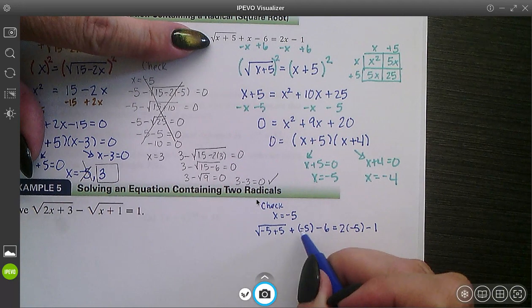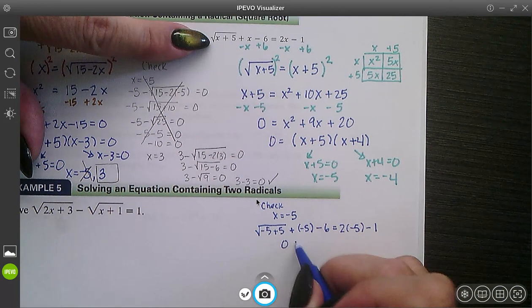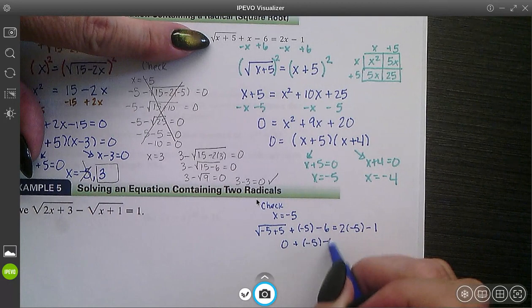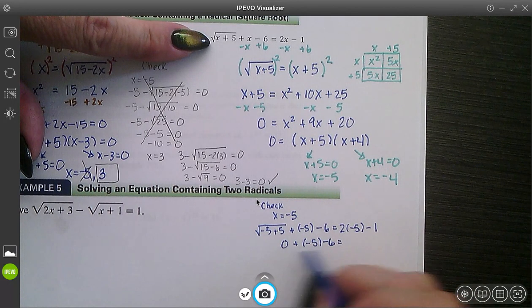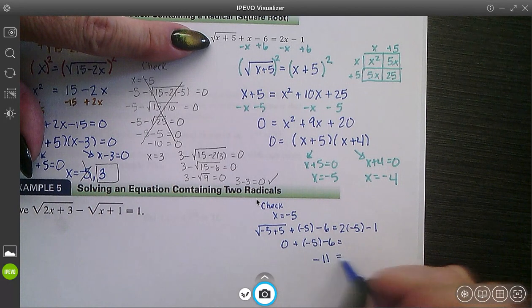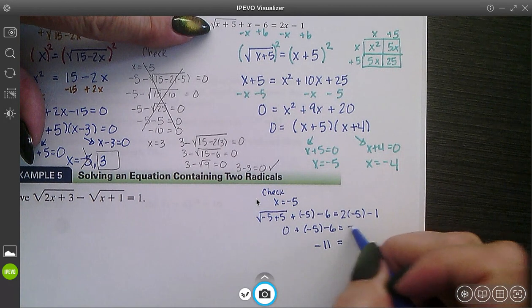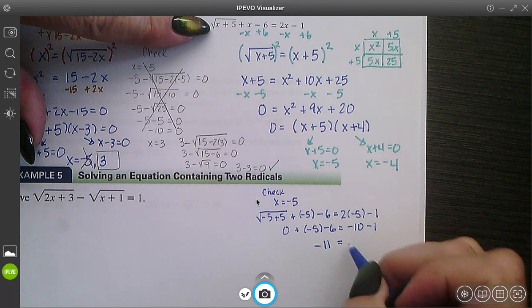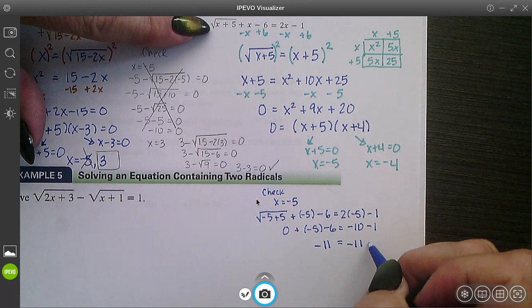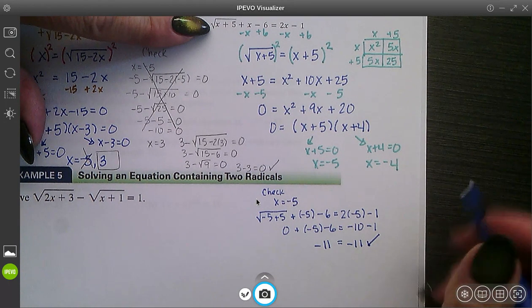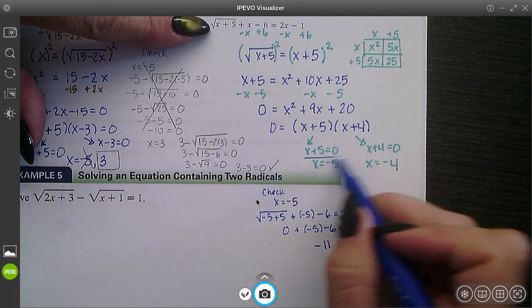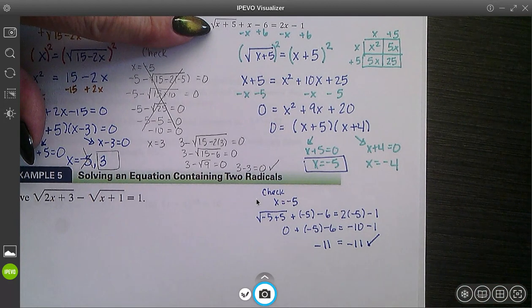Then I have 0 plus negative 5, subtract 6, which would be negative 11 on the left side. On the right side, I have 2 times negative 5, which is negative 10, minus 1 gives me negative 11. Since those two sides match, that works. So x equals negative 5 is a valid solution.